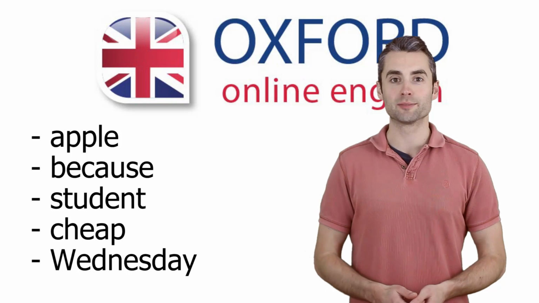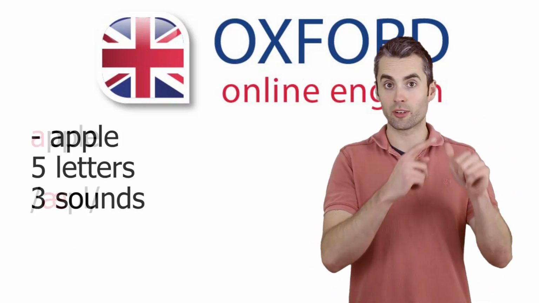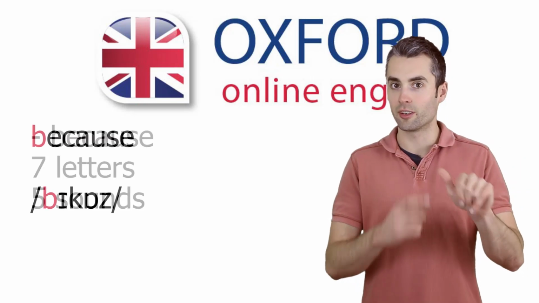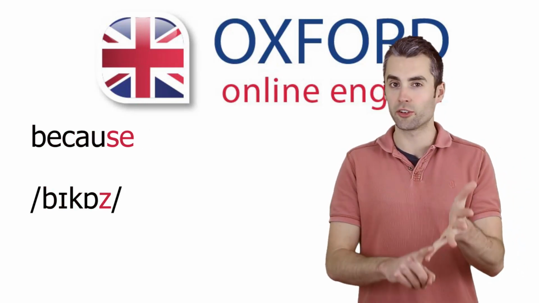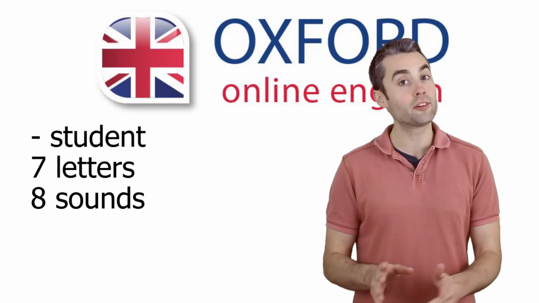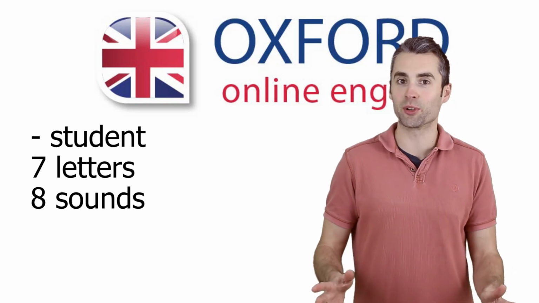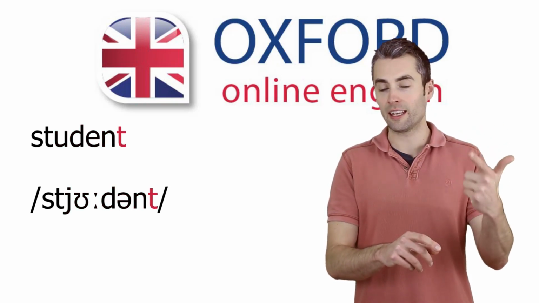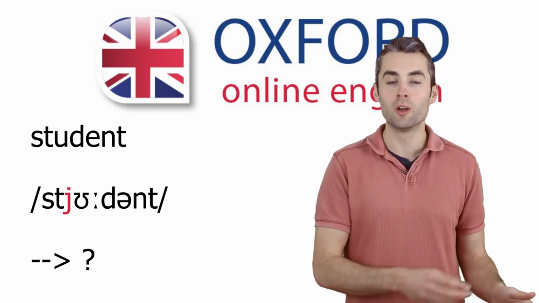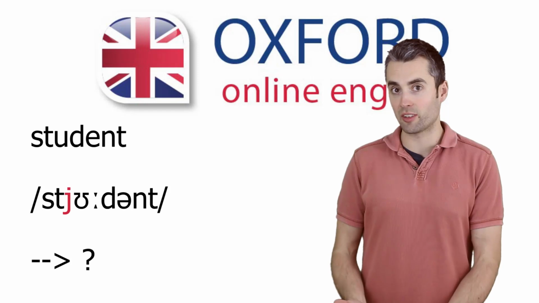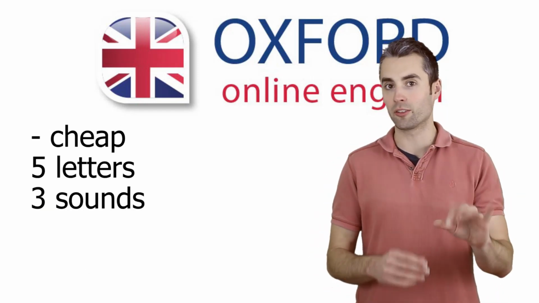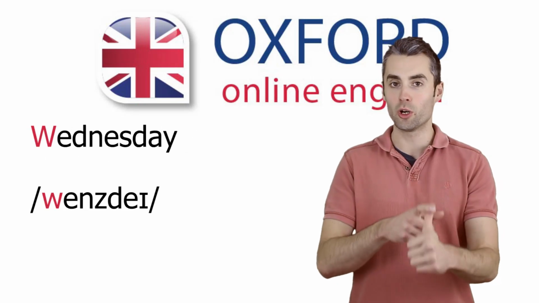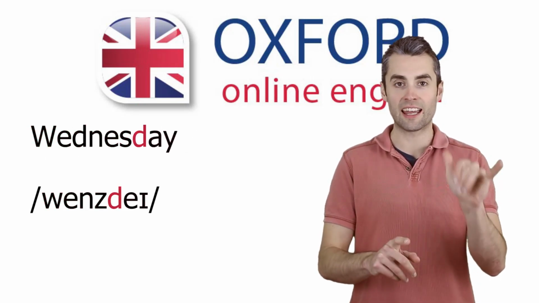Okay, ready? Let's check. Apple has 5 letters and 3 sounds. A, P, L. Because has 7 letters and 5 sounds. B, I, K, O, Z. Student has 7 letters and 8 sounds. How's this possible? Let's look. S, T, Y, U, D, E, N, T. 8. There's an extra Y before the U, which again is not obvious from the spelling, but it's in the pronunciation. Cheap has 5 letters and 3 sounds. Ch, I, P. Wednesday, 9 letters, 6 sounds. W, E, N, Z, D, A.